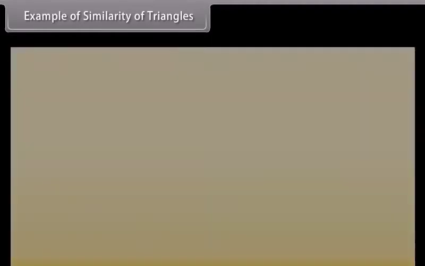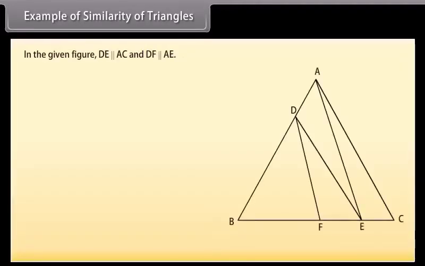Example of similarity of triangles. In the given figure, DE is parallel to AC and DF is parallel to AE. Prove that BF/FE equals BE/EC.